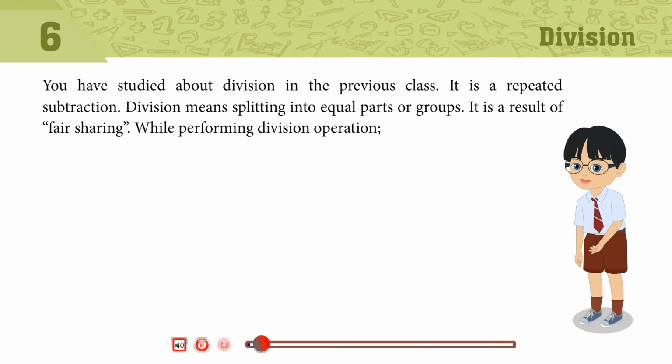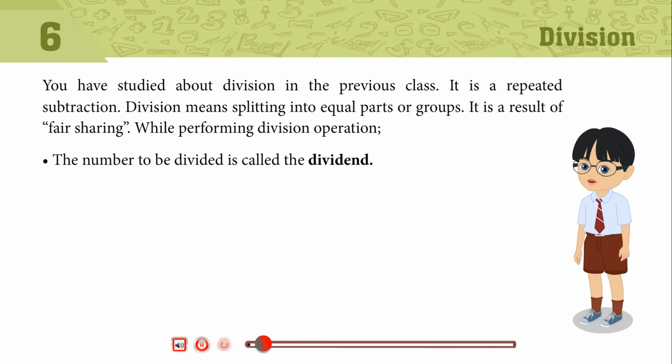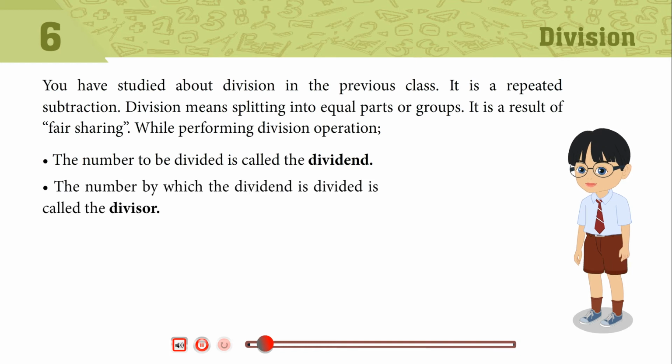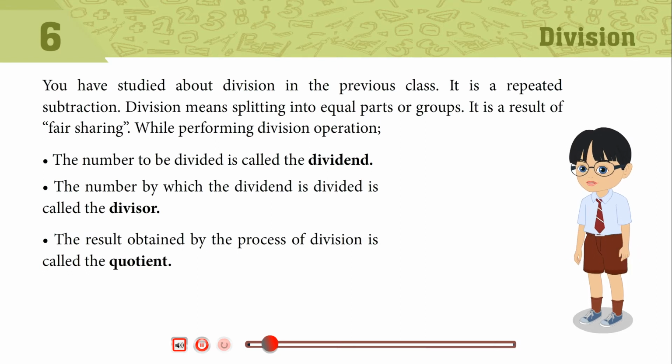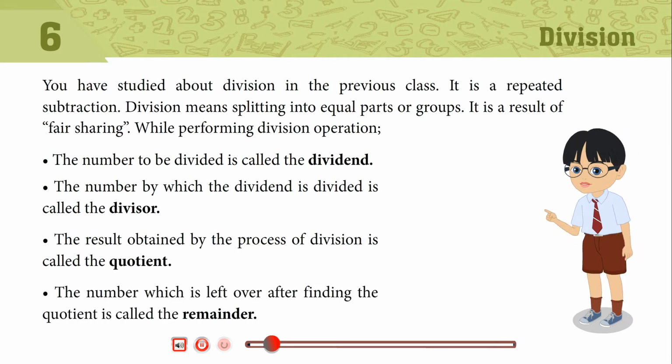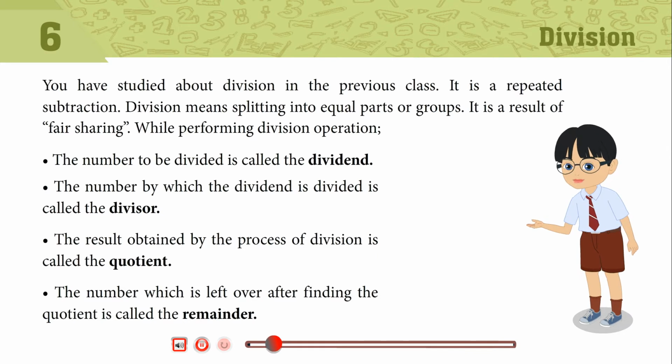While performing the division operation, the number to be divided is called the dividend. The number by which the dividend is divided is called the divisor. The result obtained by the process of division is called the quotient. The number which is left over after finding the quotient is called the remainder.